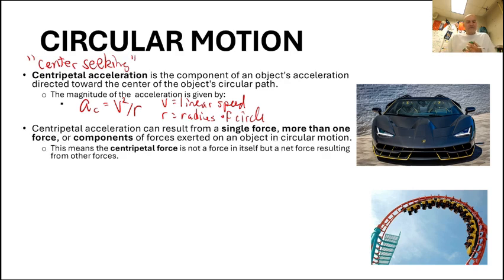Now, centripetal acceleration can result from a single force, more than one force, or components of forces exerted on an object in circular motion. Some of the common forces would be friction, tension, and normal force. You see that here in the roller coaster, which would be a normal force scenario. Remember, anytime we accelerate, we have a force associated with it. The centripetal force is not going to be a force itself, but it is going to be the net resulting force.